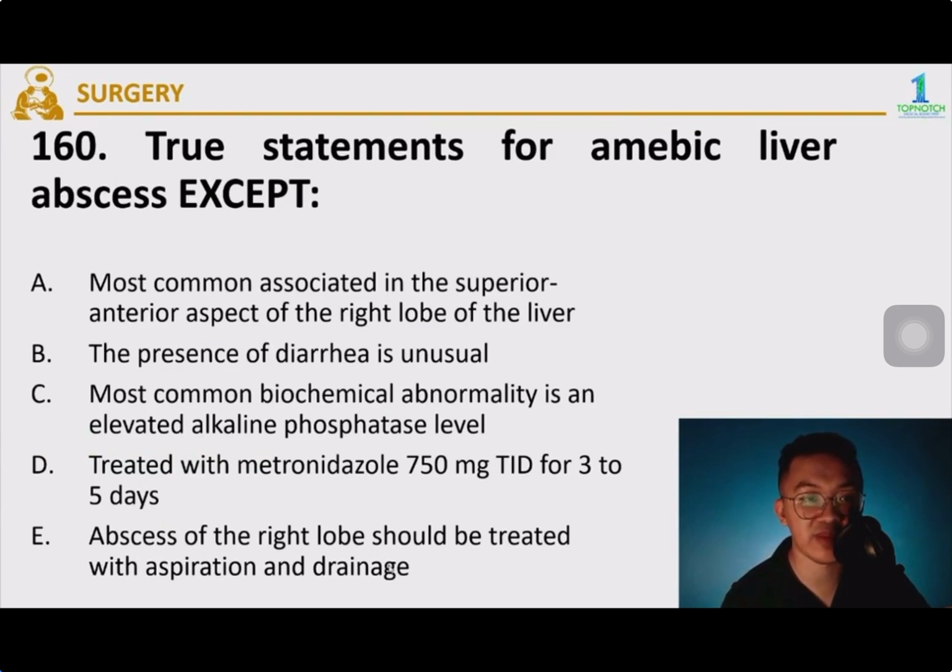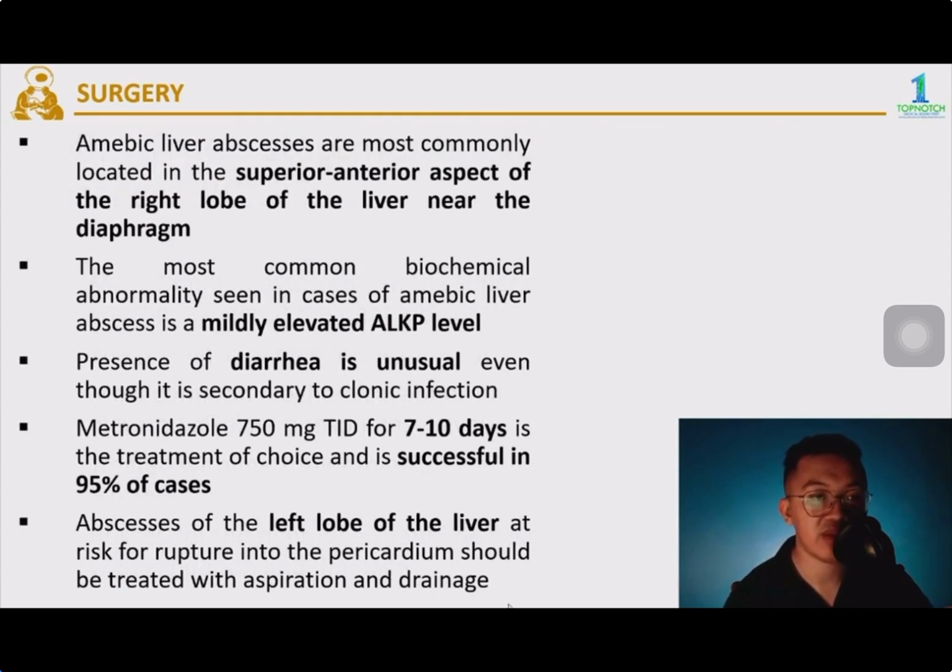160, true statements for amoebic liver abscesses, except. So, again, the questions, same as the previous subjects, are taken verbatim. For your surgery, it's taken from Schwartz. Amoebic liver abscesses are most commonly located in the anterior superior aspect of the right lobe of the liver. Usually, you can see a mildly elevated alkaline phosphatase level.